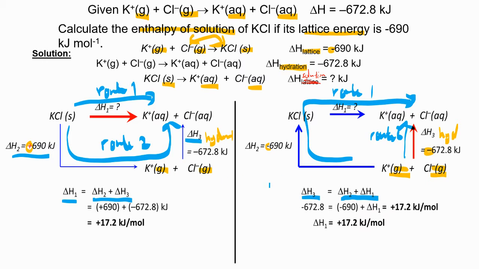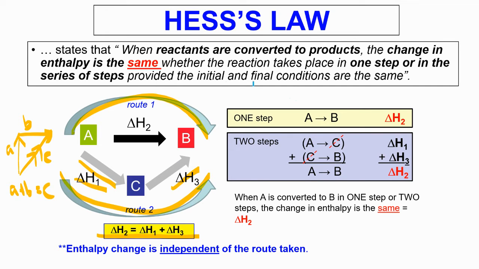Both of these energy cycle methods will still get the same answer for the enthalpy of solution. So this matches the definition: the change in enthalpy is the same whether the reaction takes place in one step or a series of steps. And see here, enthalpy change is independent of the route taken.